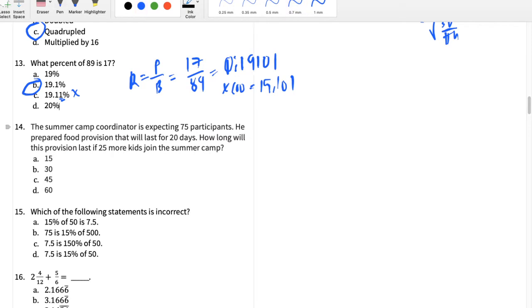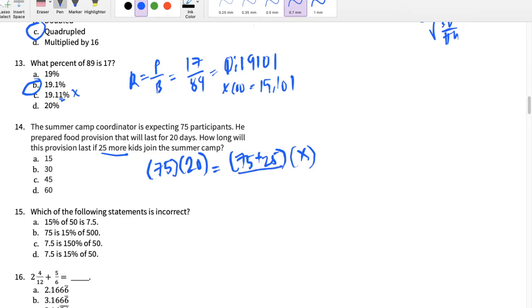Okay, number 14. The summer camp coordinator is expecting 75 participants. He prepared food provision that will last for 20 days. How long will this provision last if 25 more kids join the summer camp? Okay, so dito meron tayo indirect proportion. So, magmo-multiply tayo. 75 times 20 is equal to 25 more kids. So, ibig sabihin, 75 plus 25 times x. Kasi hindi pa natin alam kung how long maglalast yung provision na yun if, say, naging 100 na yung students. So, divide both sides by 100.